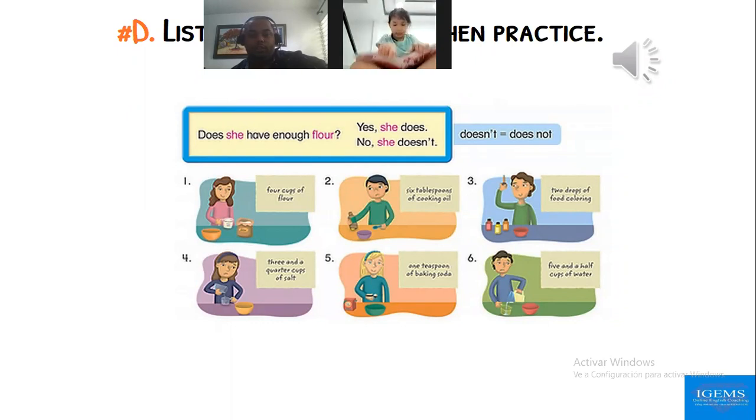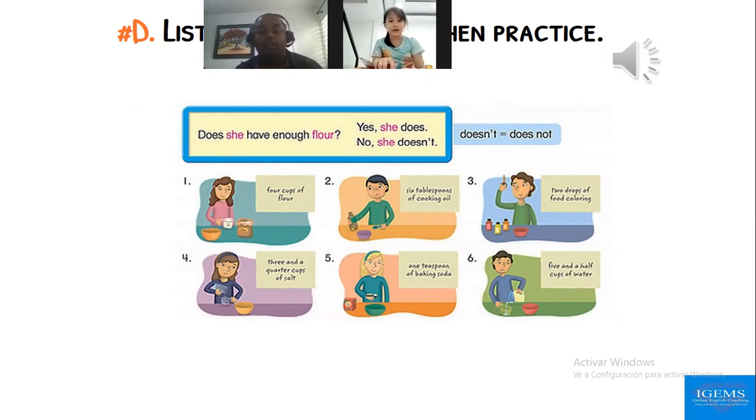Page 53. D. Listen, ask, and answer. Does she have flour? Yes, she does. Does she have enough flour? No, she doesn't. Doesn't. Does not. One. Does she have enough flour? Yes, she does. Two. Does he have enough cooking oil? No, he doesn't. Three. Does he have enough food coloring? Yes, he does. Number four. Does she have enough salt? No, she doesn't. Number five. Does she have enough baking soda? Yes, she does. Number six. Does he have enough water? No, he doesn't.